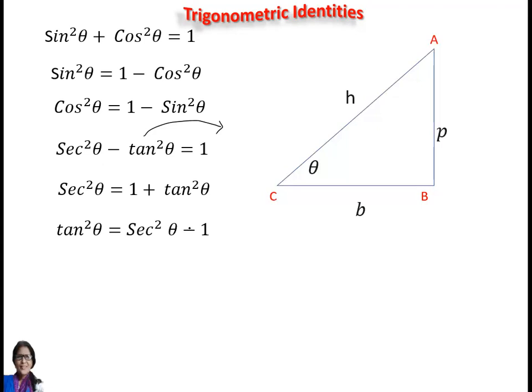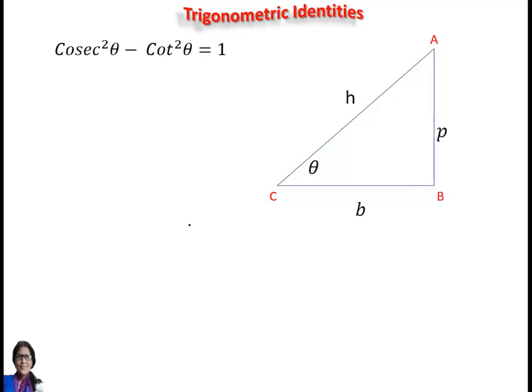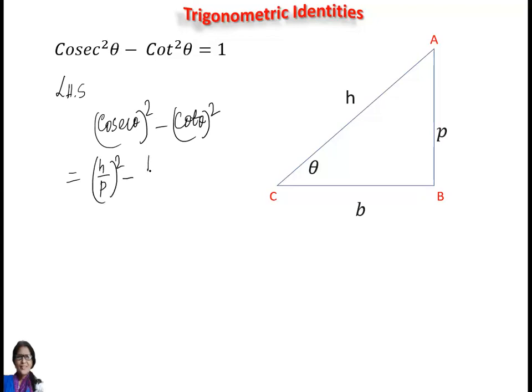You can note down the next, third identity. It is cosec square theta minus cot square theta is equal to 1. I am starting from LHS. I hope you are able to do it now. This is cosec theta square minus cot theta square. Cosec is h by p. Cot is b by p. So this is h square by p square minus b square by p square.